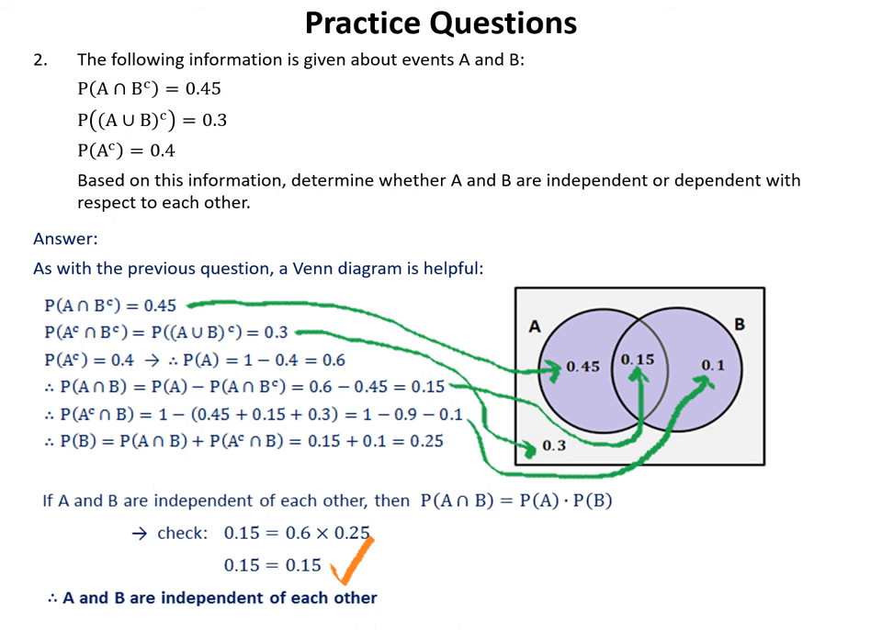So from that, we can do the test of independence. Recall that if A and B are independent of each other, then the probability of A intersect B must equal the probability of A times the probability of B. So we test that. On the left side, the probability of A intersect B, that's the middle overlapping area, which we now know is 0.15. And the probability of A, which we worked out a few moments ago, is 0.6. We multiply that by the probability of B, which is the sum of the intersection of A and B and the intersection of A complement and B, which is 0.15 and 0.1, which is 0.25. So 0.6 times 0.25 is our right side, which does work out to be 0.15. So we confirm that the probability of A intersect B does in fact equal the probability of A times the probability of B. Therefore, A and B are independent of each other.